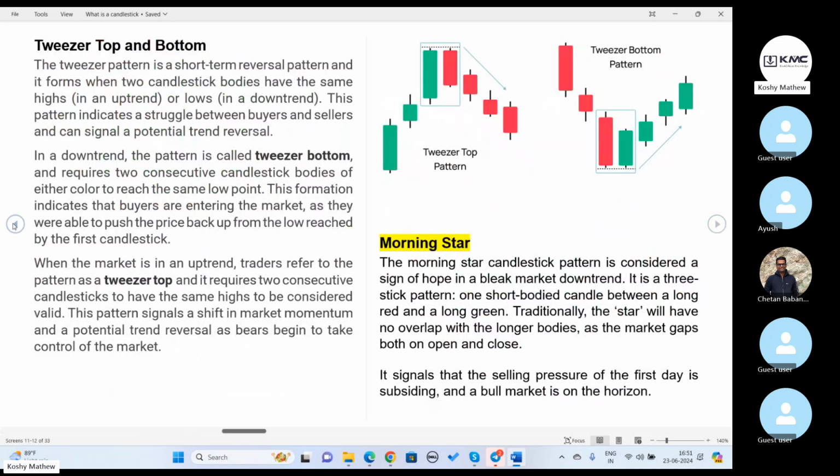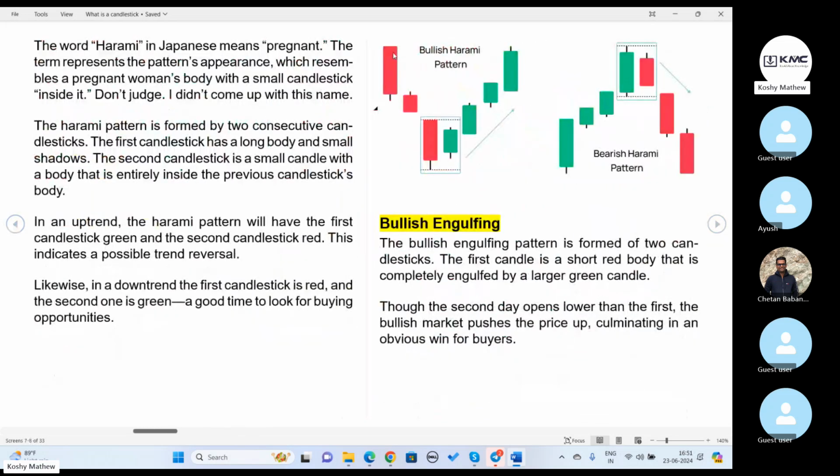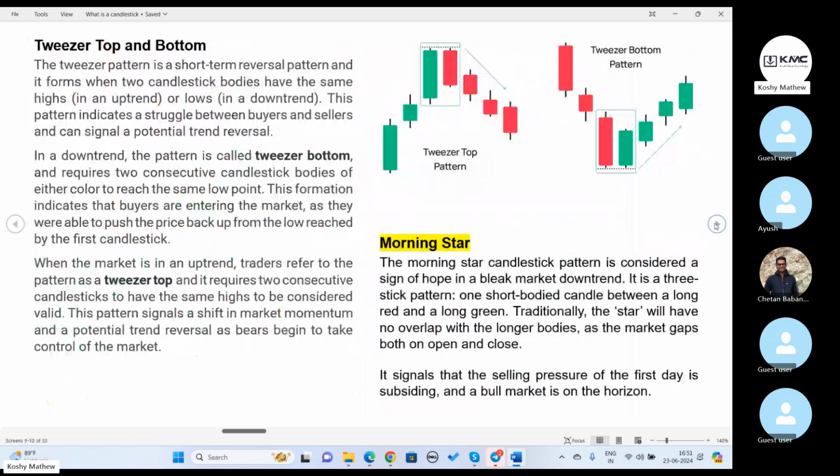Here one more thing you need to add: it's not necessary that this touched the support. When you see this bullish harami pattern, it's not necessary that it was formed exactly close to your support, or that a bearish harami pattern formed exactly at the resistance. No, not necessary. But here you can see the chances are high. For this tweezer top pattern, you'll see 70-80% close to the resistance. Meaning, the market has come close to the resistance, it cannot go further.